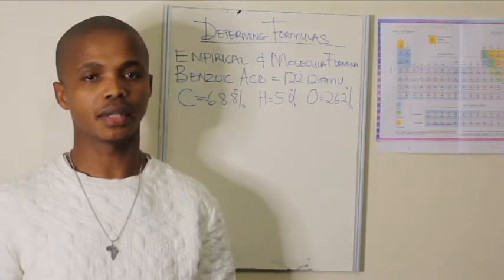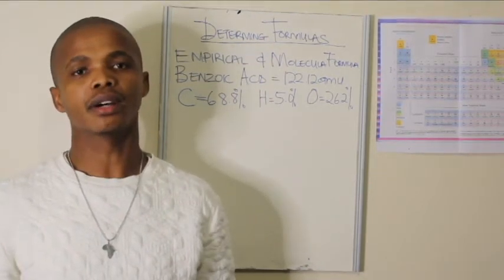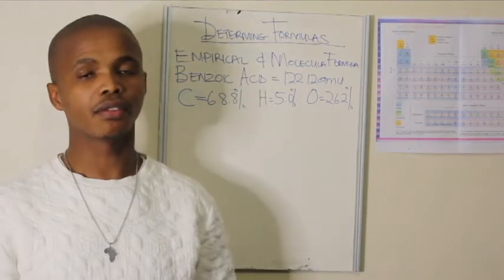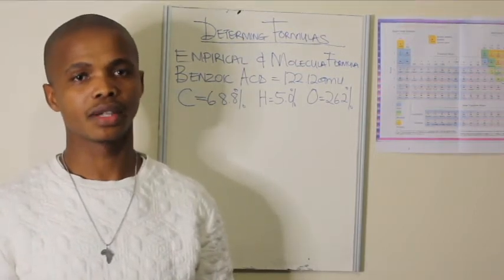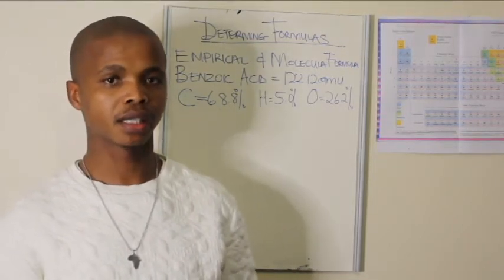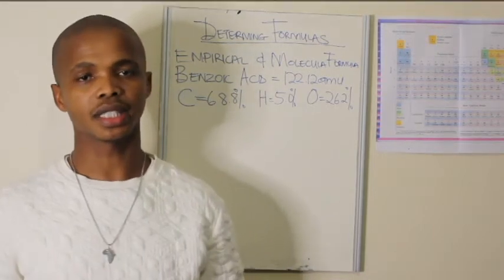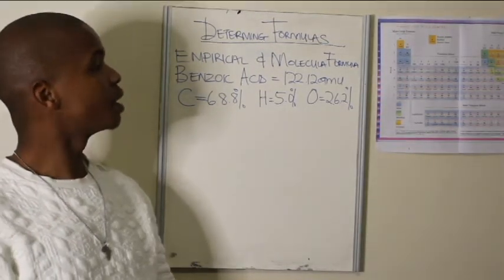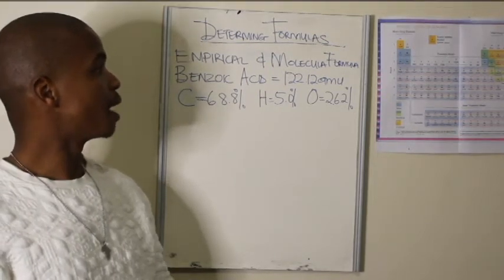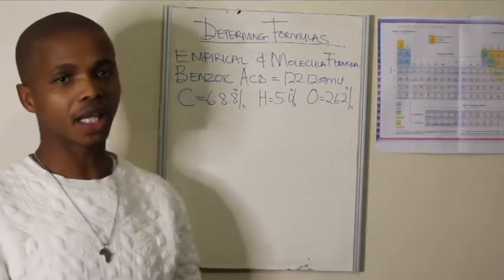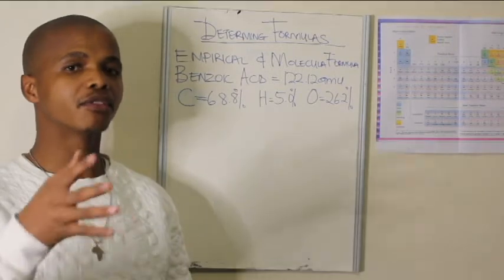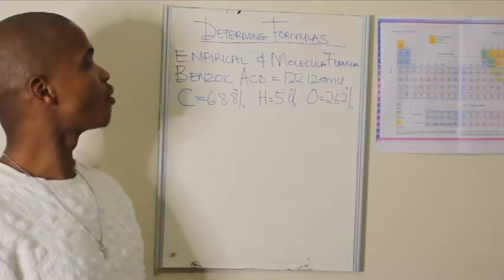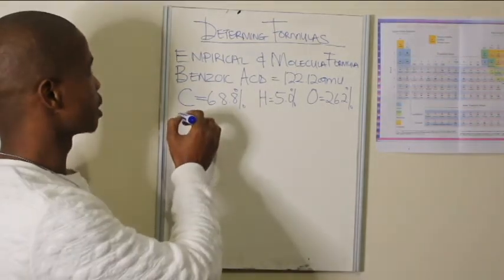Let's say you are given benzoic acid and you don't know the molecular formula of benzoic acid, and you just know the atomic mass of your benzoic acid, and you also know the mass percentage of each atom in benzoic acid. Your benzoic acid is made up of carbon, hydrogen, and oxygen, and carbon is 68.8%, and hydrogen is 5%, and oxygen is 26.2%. Now you want to determine the molecular formula. So from here we can get your empirical formula, and from your empirical formula you can get your molecular formula.